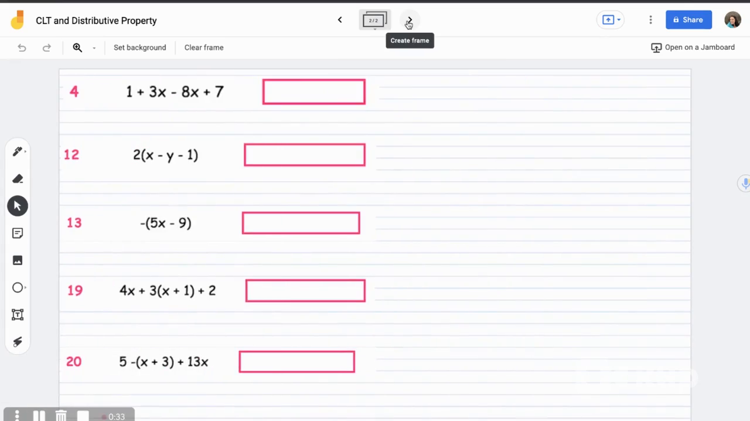Okay, so I'm going to go over these 5 questions, and you need to copy down the work because you're going to submit a picture of your work so I can see how you did this with the assignment.